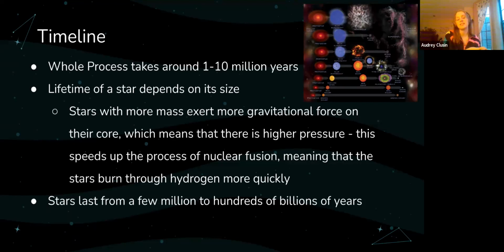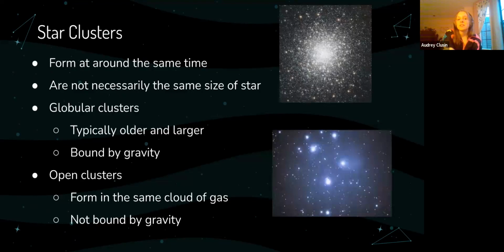And it also means that the stars burn through the hydrogen that they have more quickly, and so, the term for it, they die more quickly. Anyways, stars last anywhere from a few million to hundreds of billions of years. So also star clusters are a thing.